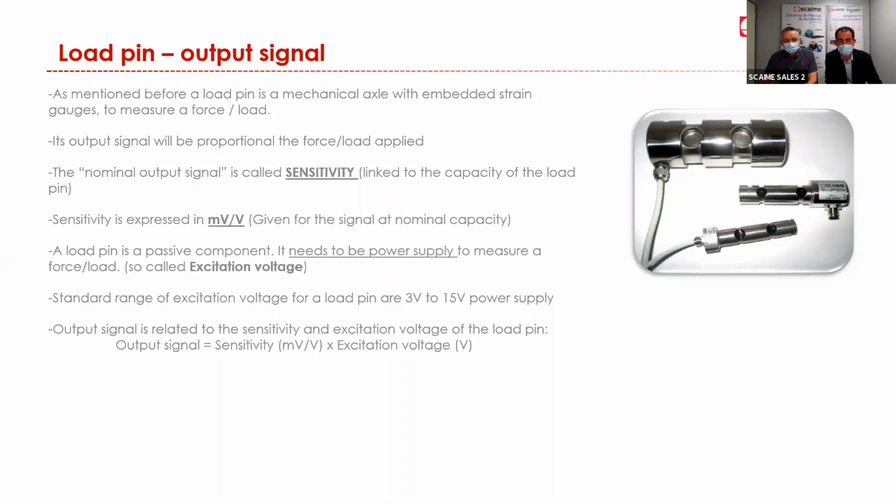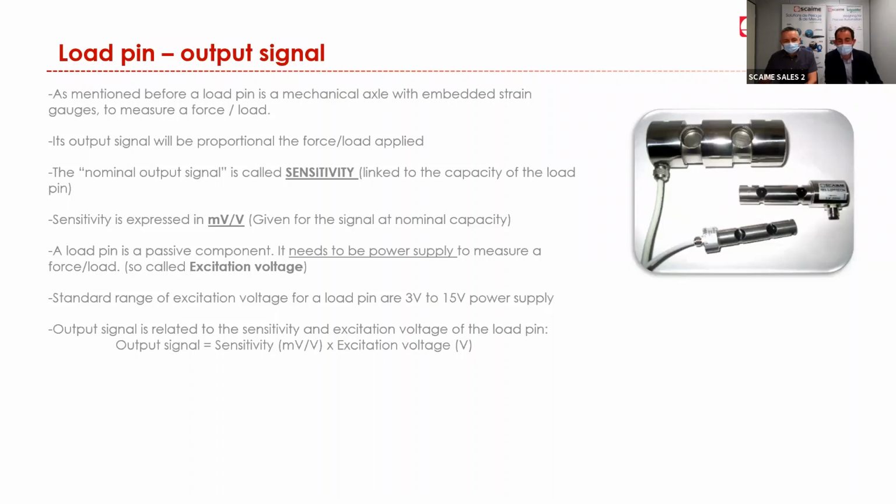A load pin is a passive component, so it means that it needs to be powered to measure a force or a load. This is called the excitation voltage. I will describe it later on; it is also related to the electronics you will use to make the measurement. The standard range of excitation voltage for load pins goes from 3 volt to 15 volt power supply, depending again on your measuring electronics.